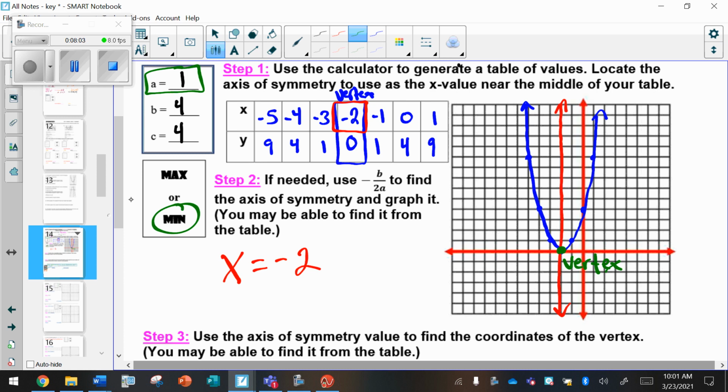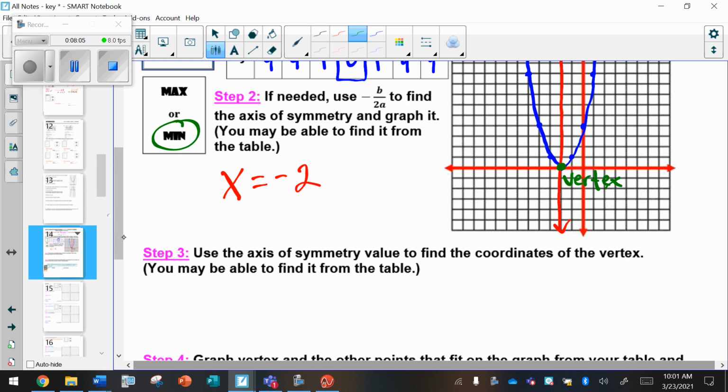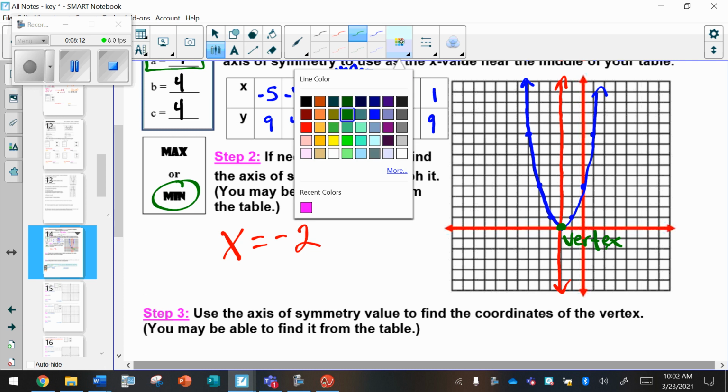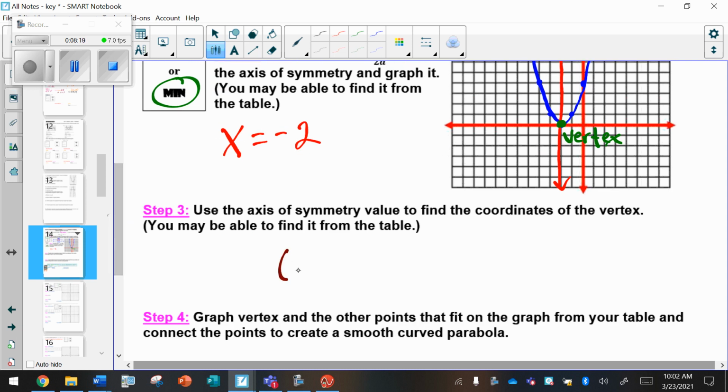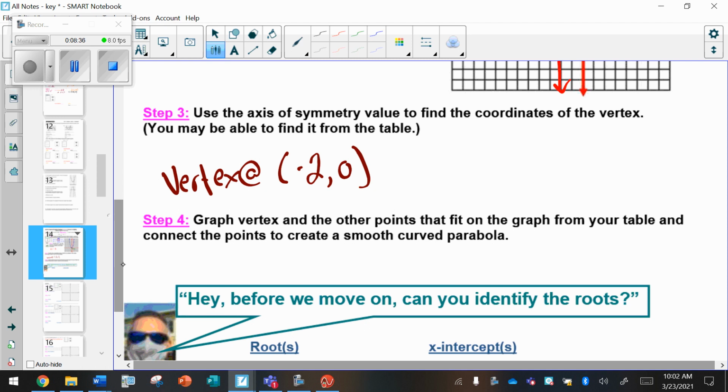So our axis of symmetry will help us find the coordinates of the vertex, but because on the table we were able to find a nice convenient whole number vertex point, I really don't need to do any calculation. So our vertex is at the point -2, 0, which we can read right from the graph. So I graphed the vertex. We used the table to get our symmetric points, and we have our picture.